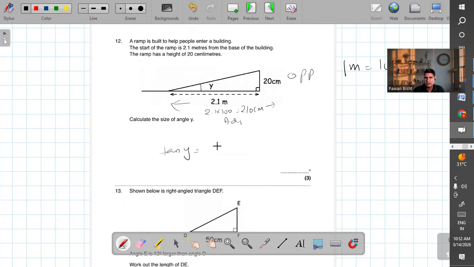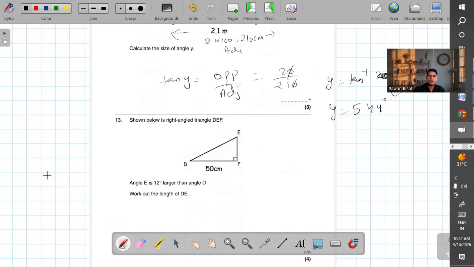We use tan y is equal to opposite over adjacent. Okay, opposite is 20 over 210, cancel. So y will be tan inverse of 2 over 21. Put it in your calculator: tan inverse 2 divided by 21. So it is coming 5.44 degree.